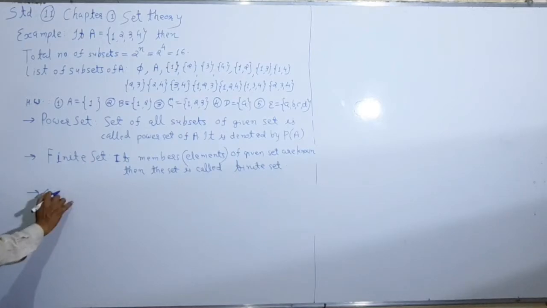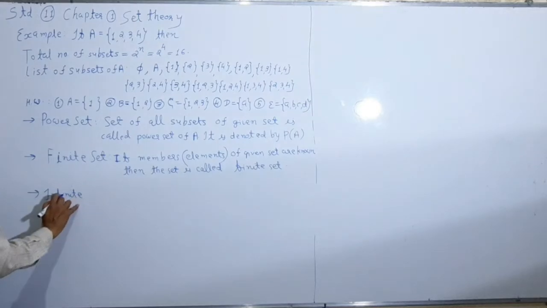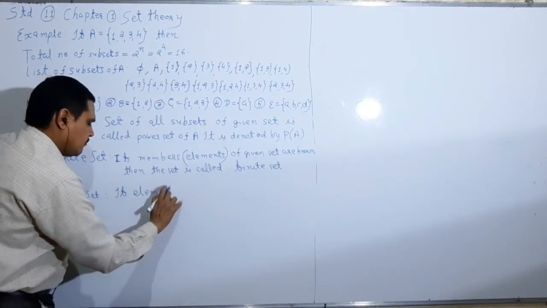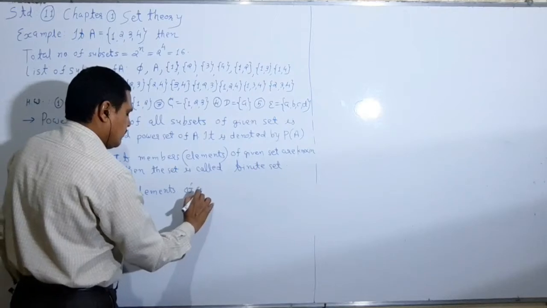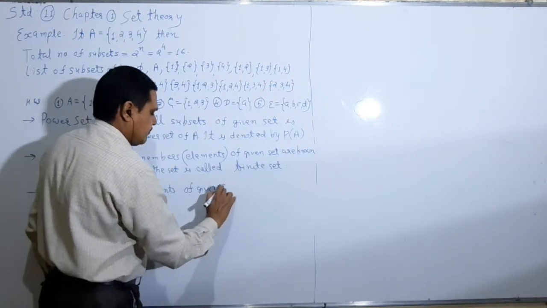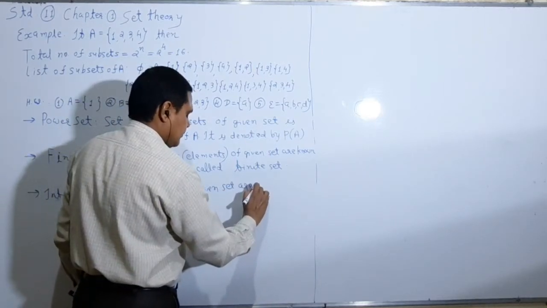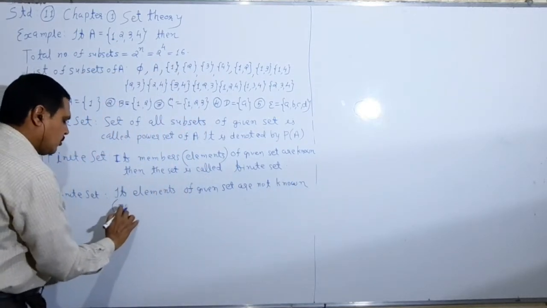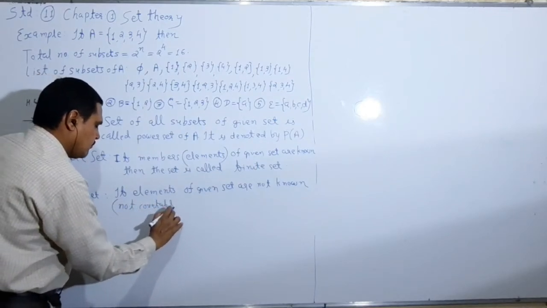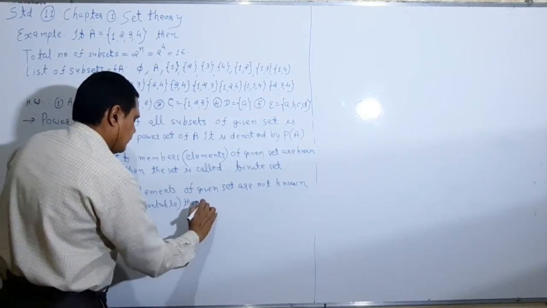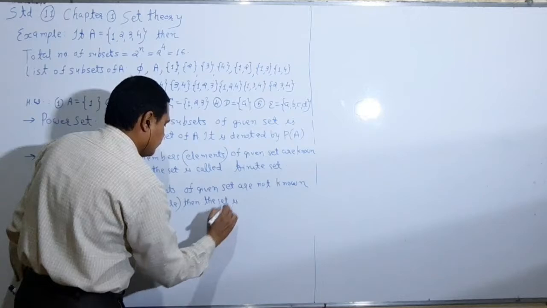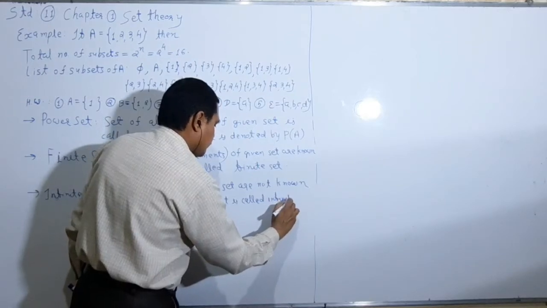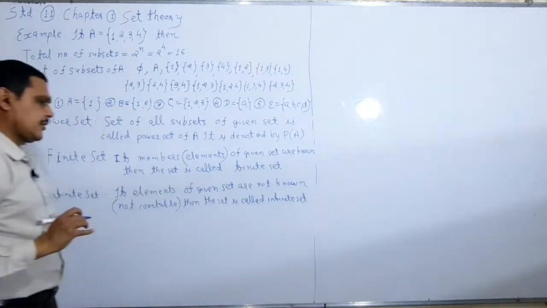Then, infinite set. If elements of a given set are not known, that means not countable, then the set is called infinite set.